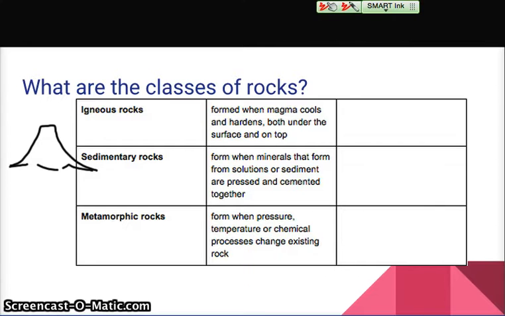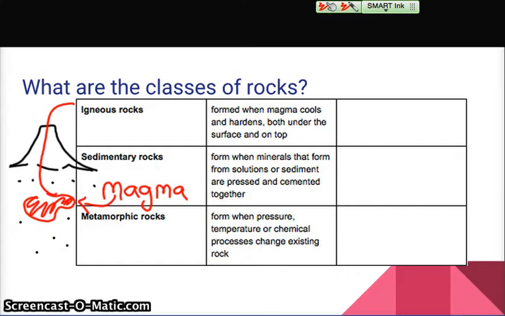And if at any point in time you have molten rock that is beneath the surface, okay, so this is underground, you can imagine right now, okay? So if you have molten rock that is beneath the surface, that is called magma, okay? So this is considered to be magma. But as soon as this erupts from this volcano, it then becomes lava, okay?